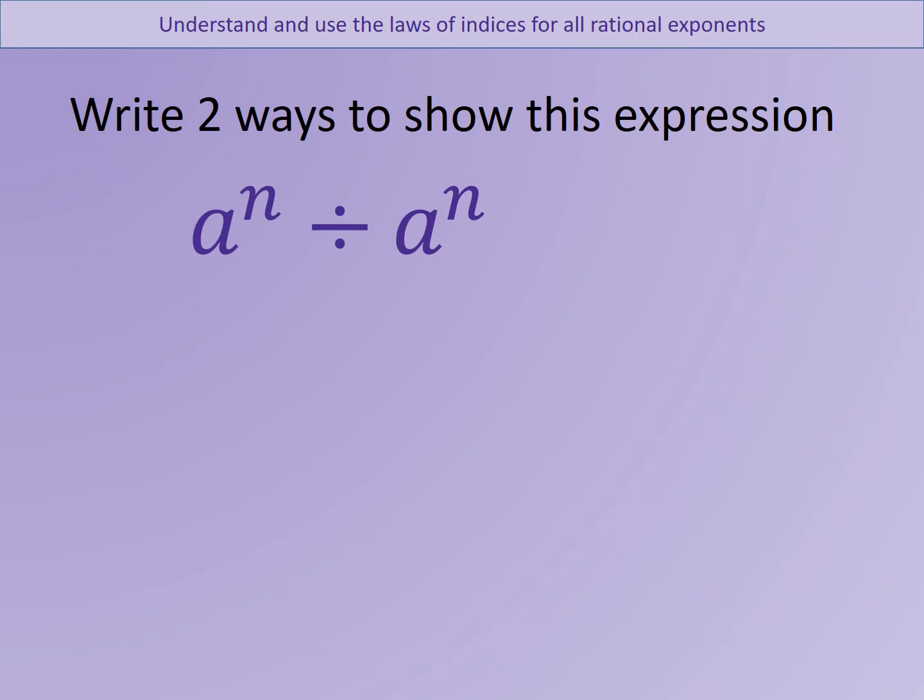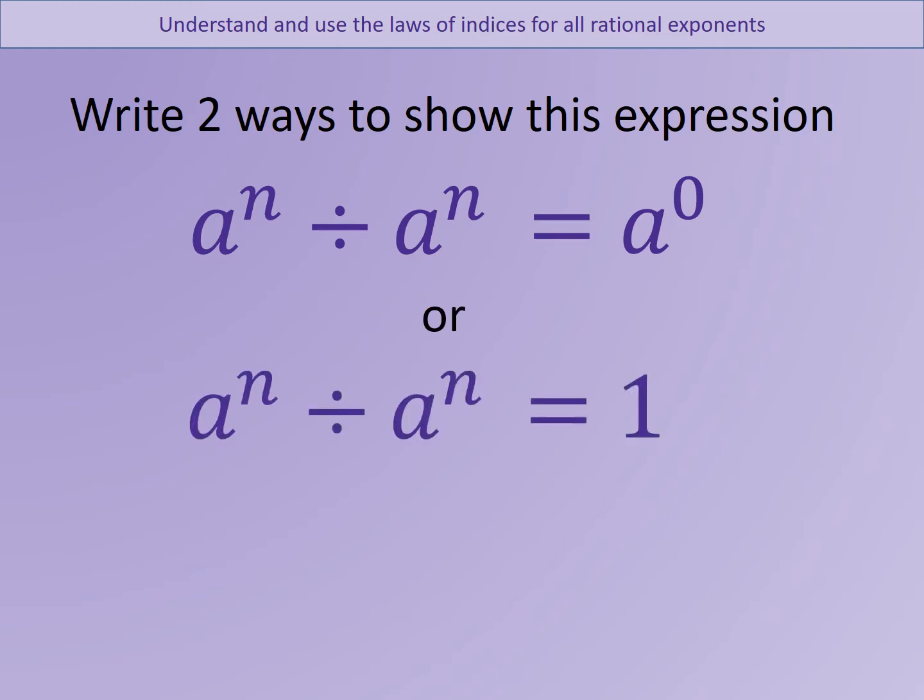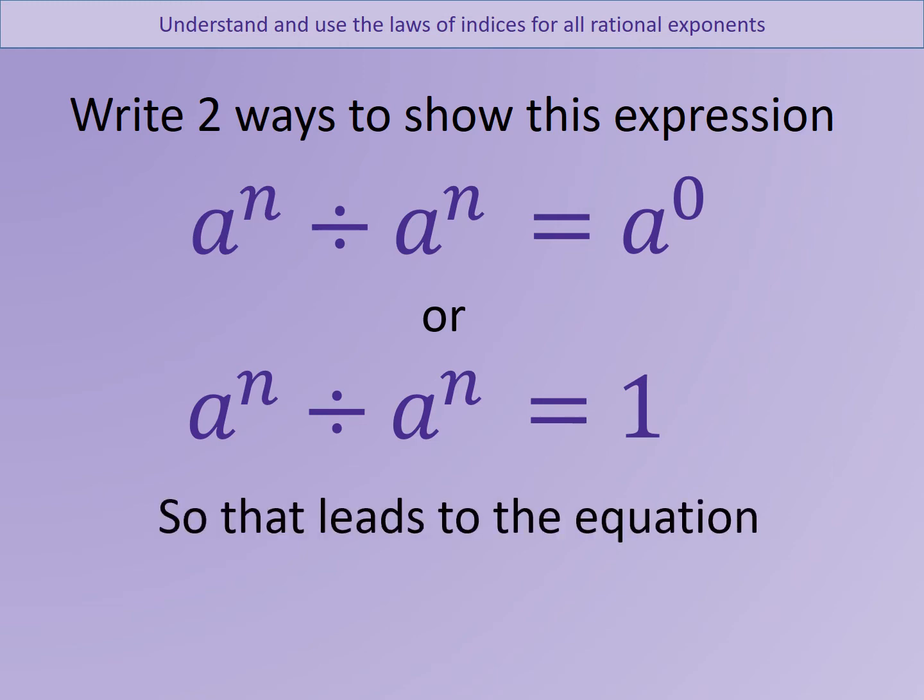Okay, so using those laws of indices that we've just looked at, what can we do here? Well, we can take the powers away because we are dividing, and that would give us a result of a to the power of 0. We also know that if you divide anything by itself, you get an answer of 1. And that leads us to recognise quite nicely that a to the power of 0 is equal to 1. In fact, anything to the power of 0 is always equal to 1.